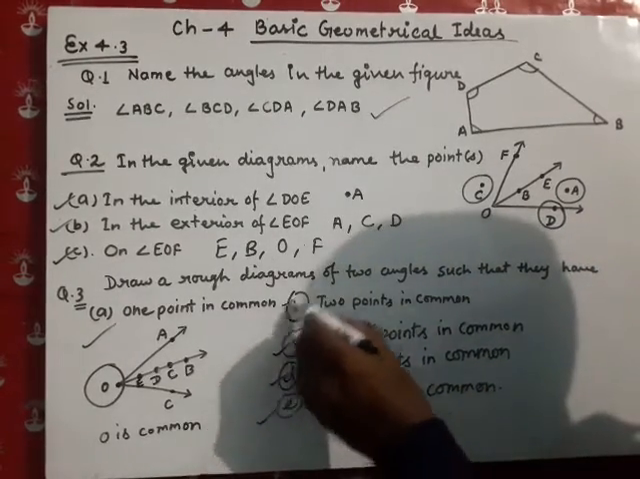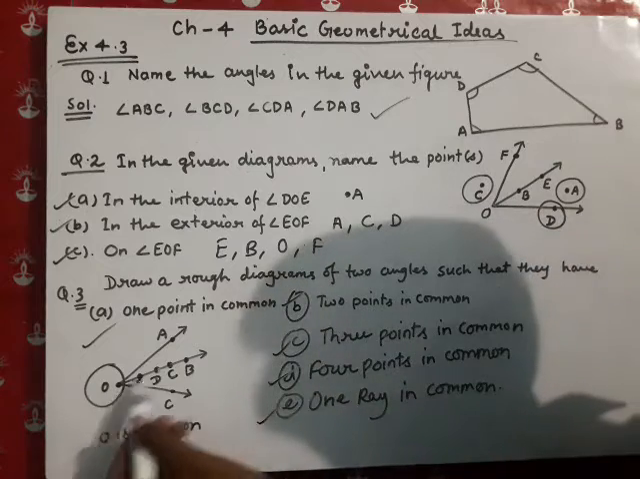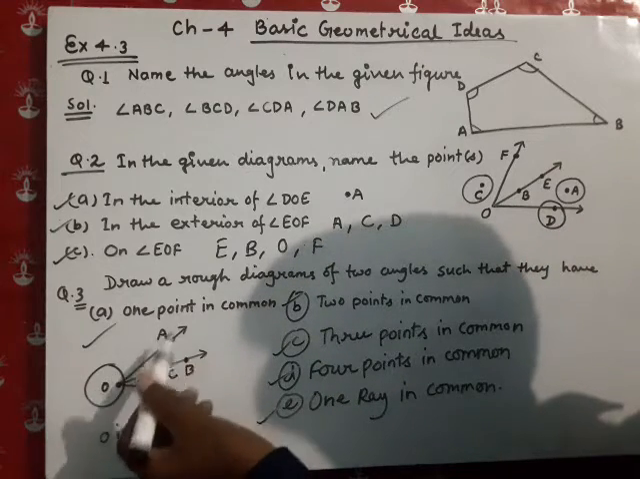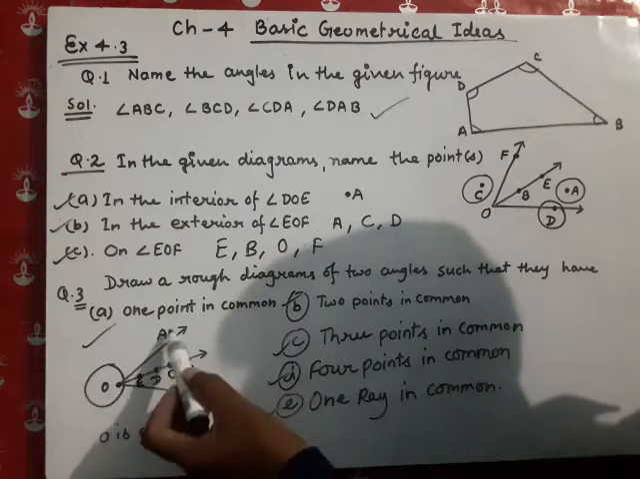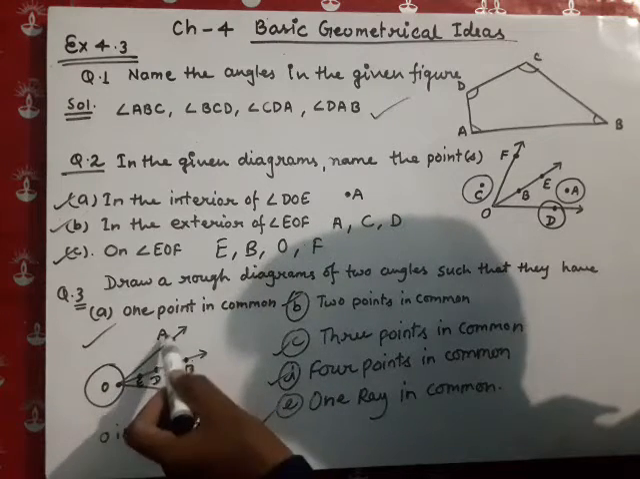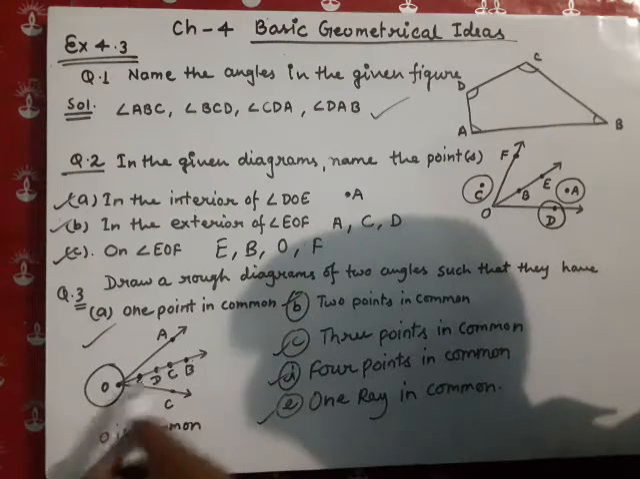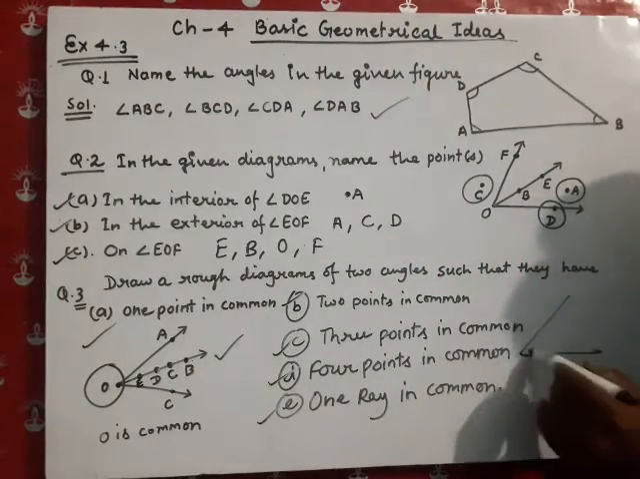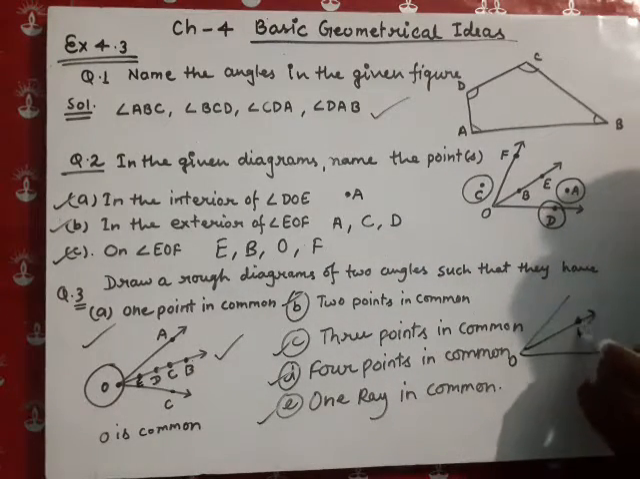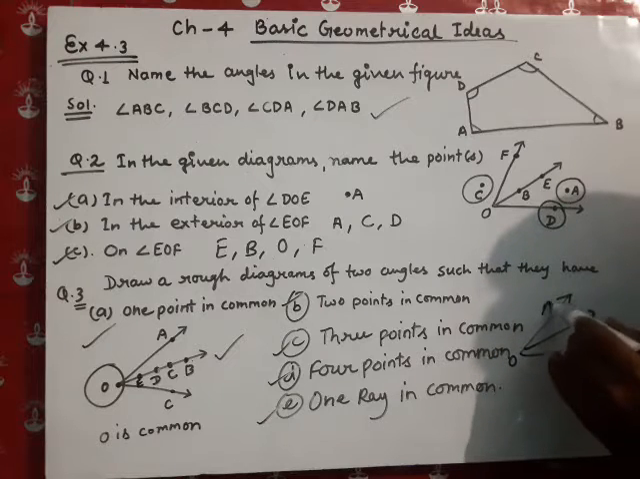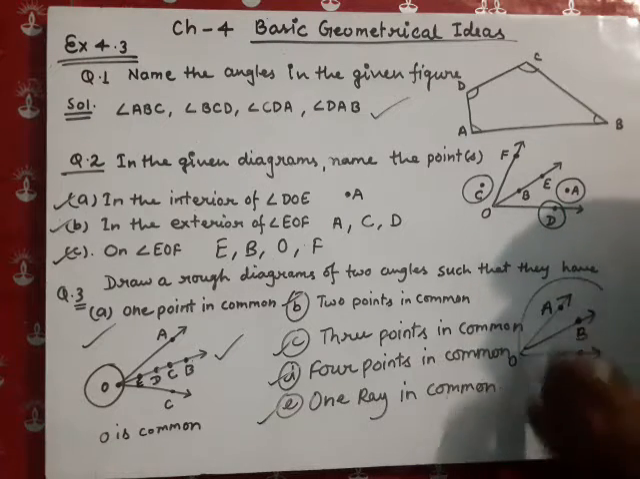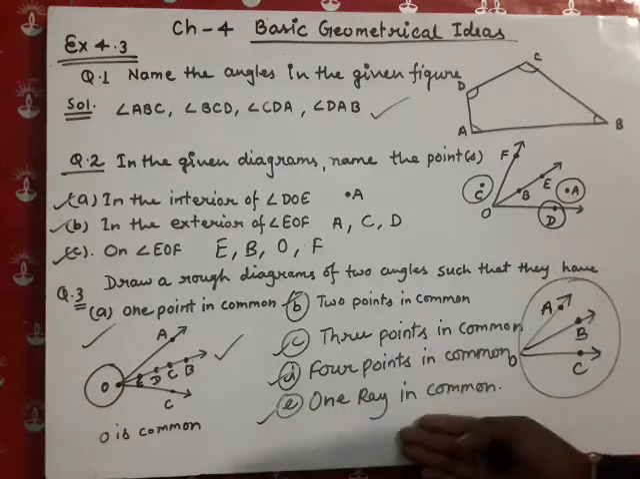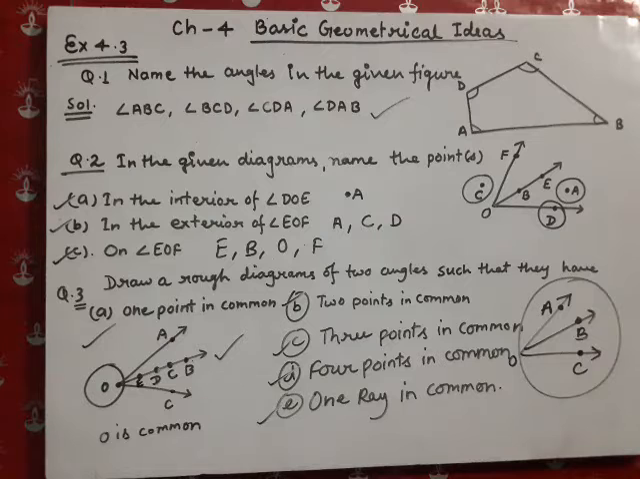Now in the fifth part, the question is saying one ray in common. Here the ray OB is already common. Angle AOB has this ray OB and BOC also has this ray OB. In this condition you can draw a simple figure with OB, a ray in common. This is point A and this is point C. Now this is the figure for the last part of this question. So this exercise has been completed. Now I am going to exercise number 4.4.